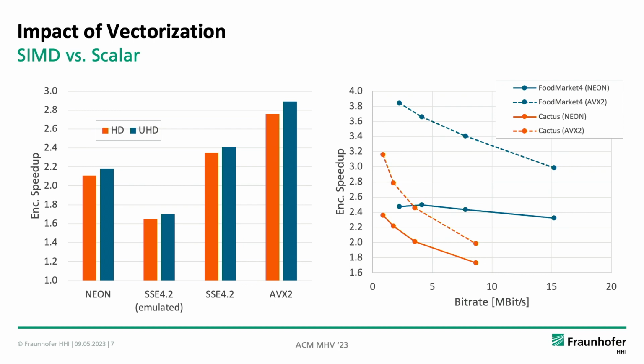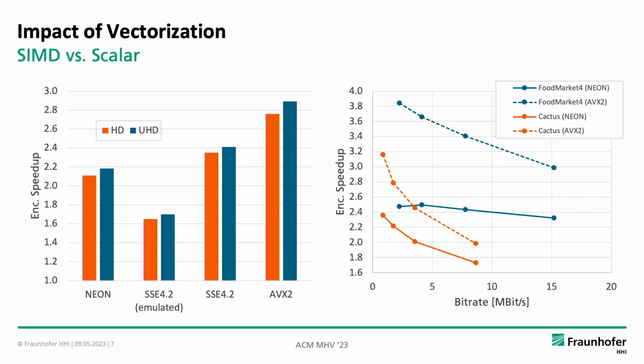On the right side, because the numbers on the left side are averaged, and just to give you the full picture, I plotted the slowest HD and the fastest UHD sequence. And here you can see that the speed up for UHD can go even up to 4 times using AVX2. But here you can also see it heavily depends on the bit rate. So the higher the rate, the less speed up you get by SIMD.